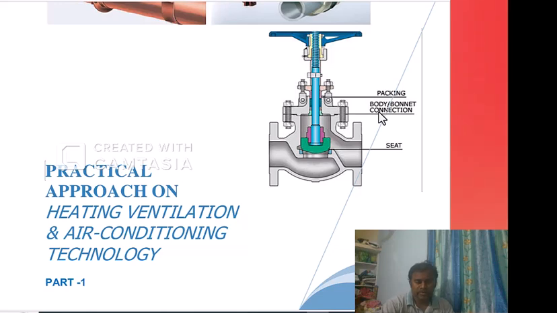Nowadays I want to tell you HVAC is going to be a very popular subject, and you can have a lot of job opportunities abroad as well as in India. So my suggestion is, go through the Amazon website and you can find this practical approach of heating, ventilation and air conditioning technology part 1 book. As of now this is available only in Kindle reading mode. Based on your request, we can publish the book in printed form.